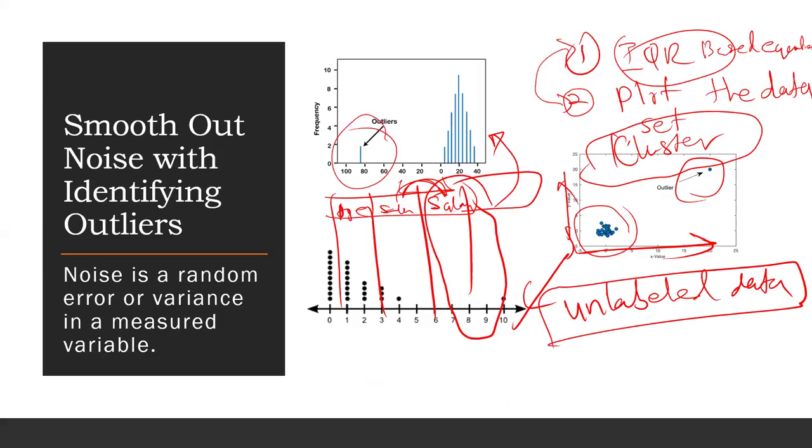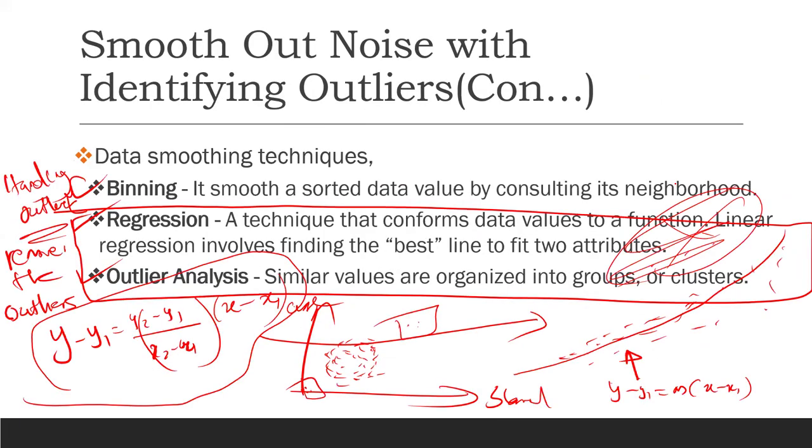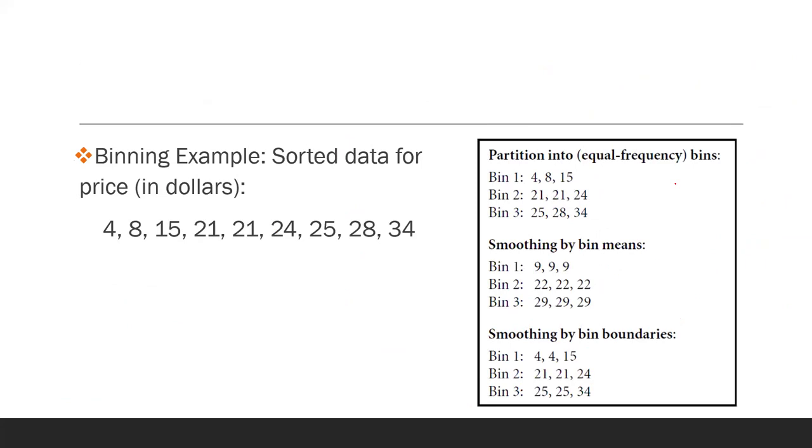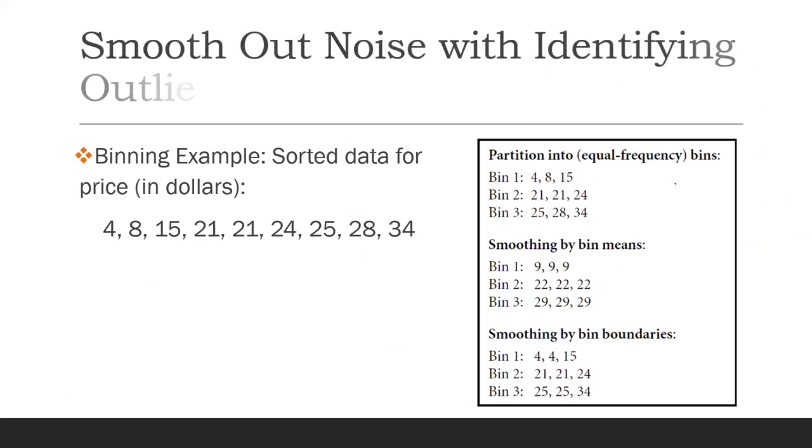Regression is not mentioned here. This is called outlier analysis, grouping the data points. Regression means we find some linear equation, right? So now we will look at binning techniques. Binning means we sort out the abnormal values in the proper way, right? Now I will explain how we apply the binning techniques.